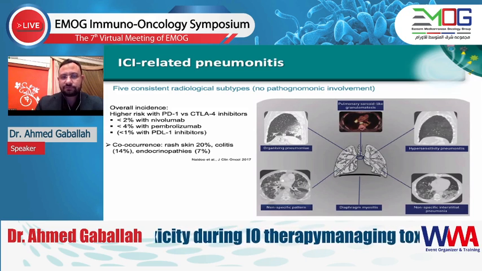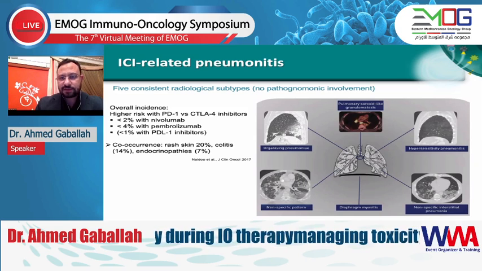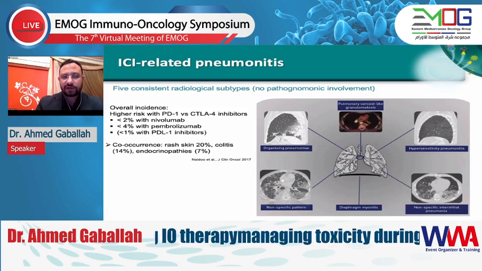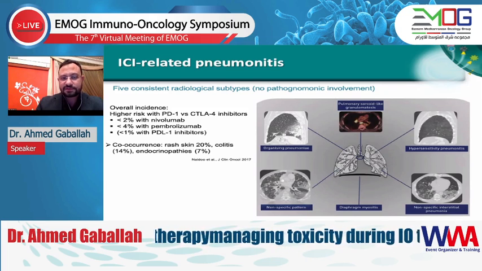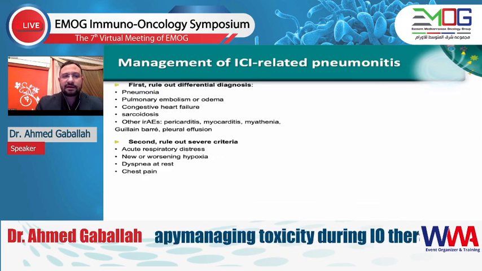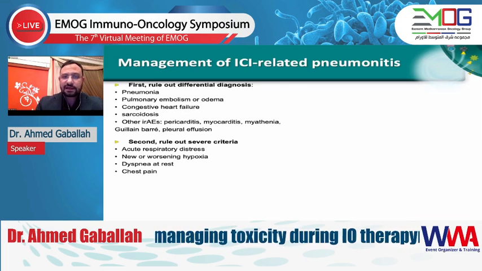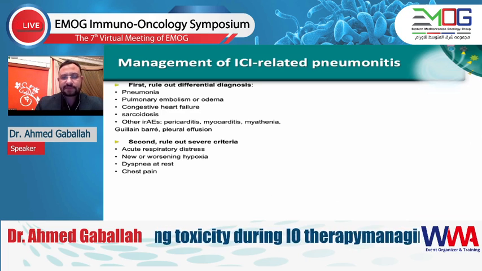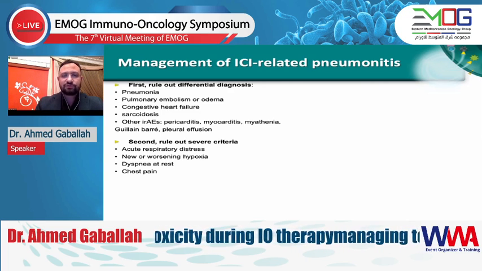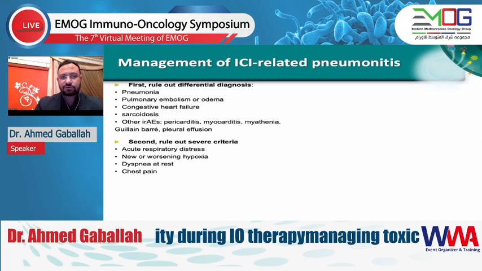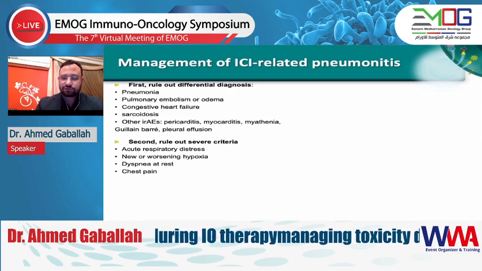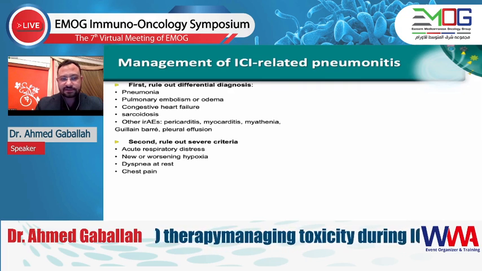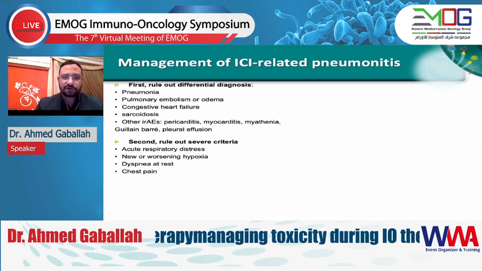Usually we have concurrent other immune-related adverse events like skin rash in 20% of cases, colitis in 14%, and endocrinopathies in 7% of patients. The management is usually based on the severity, and after ruling out other causes of pneumonitis. Sometimes we have a bacterial infection that was misdiagnosed as immune-related toxicity, so we should rule out infection. We should rule out pulmonary edema, pulmonary embolism, congestive heart failure, and other diseases like sarcoidosis, pericarditis, myocarditis.